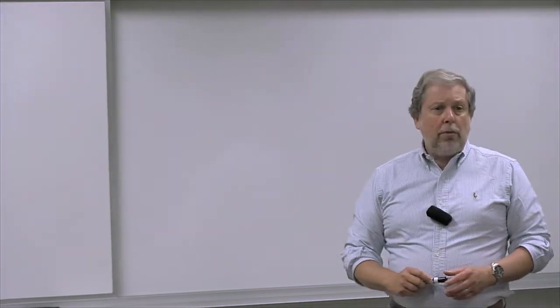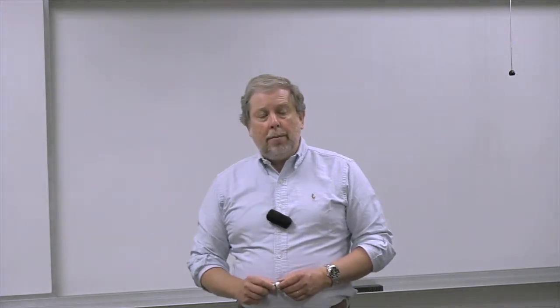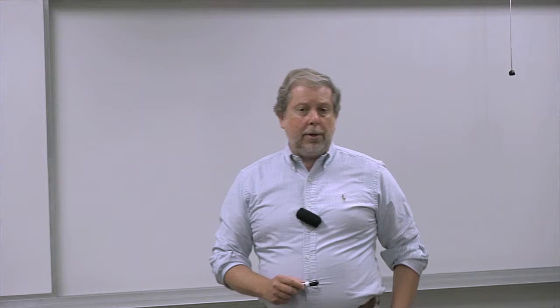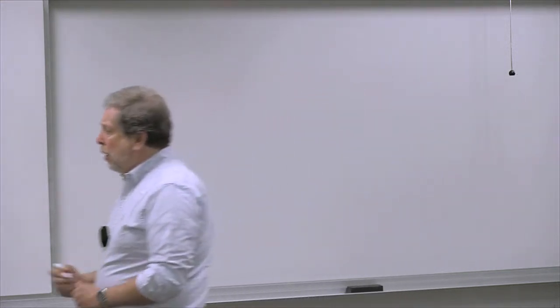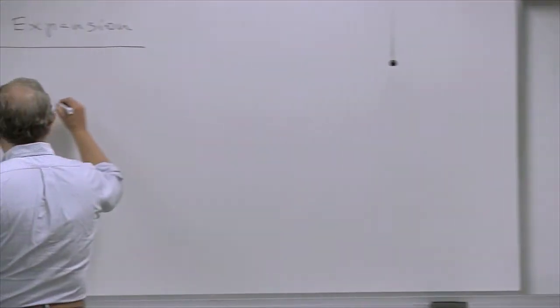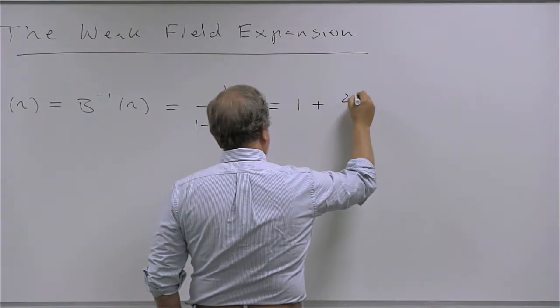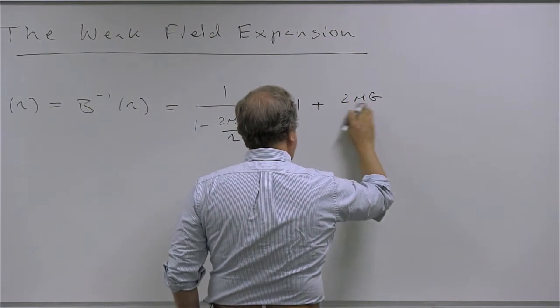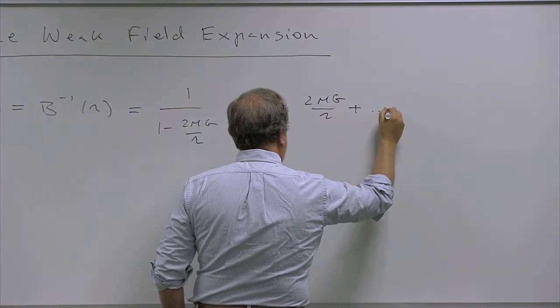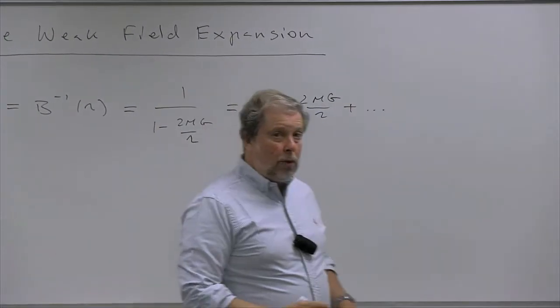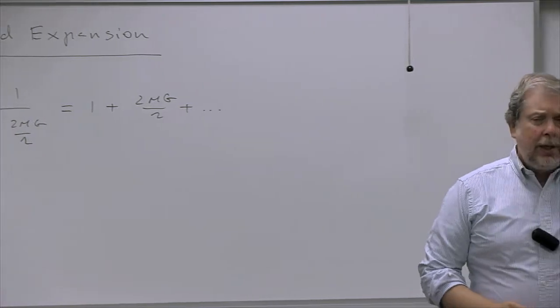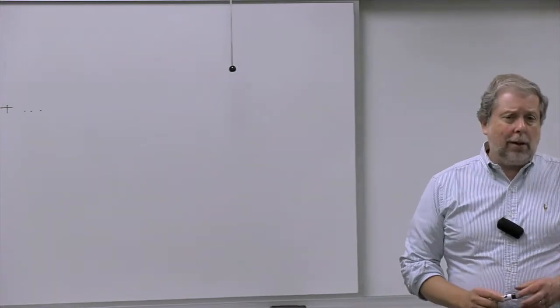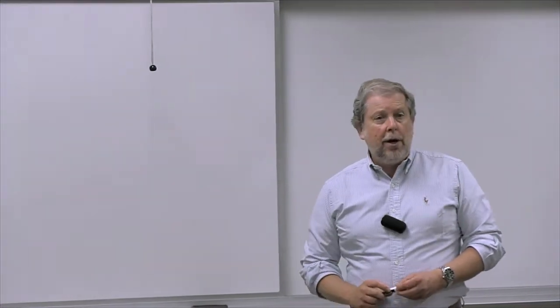And in fact, we have used this idea that the field could be treated as weak already when we discussed, for example, orbits. Because in the end, when we calculated the precession of the perihelion of Mercury, we actually took this function and expanded it out. So this is equal to 1 plus 2MG divided by r, plus dot, dot, dot. And so when you do this expansion, in the cases that we looked at, you get the correct answer, because the correction from higher order terms is very small.